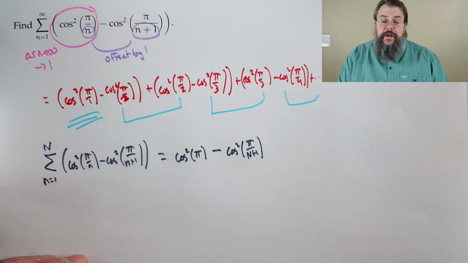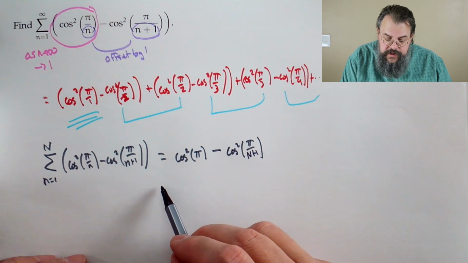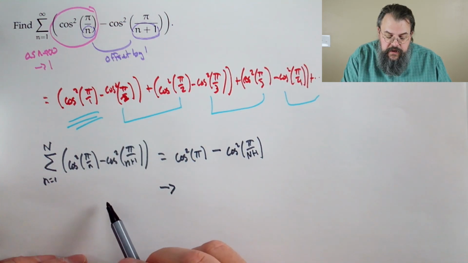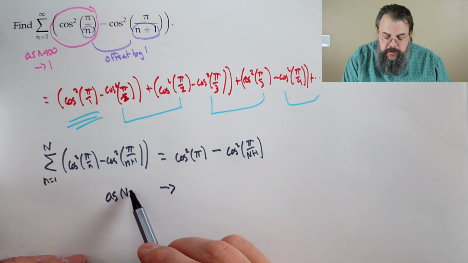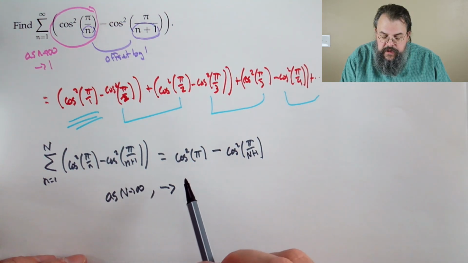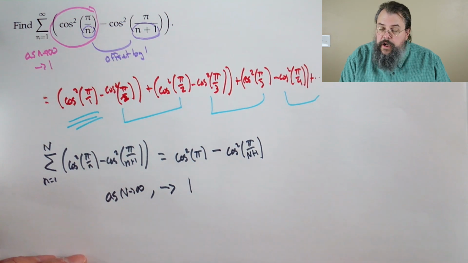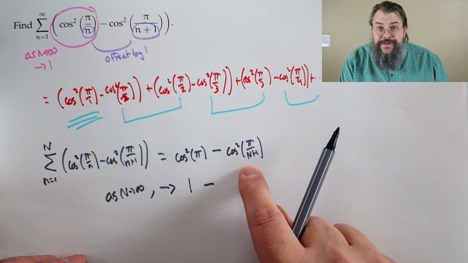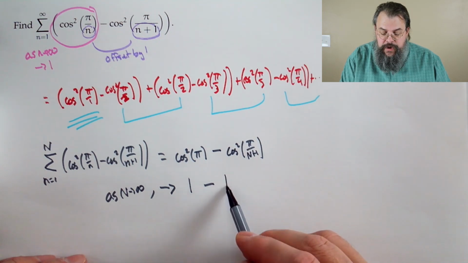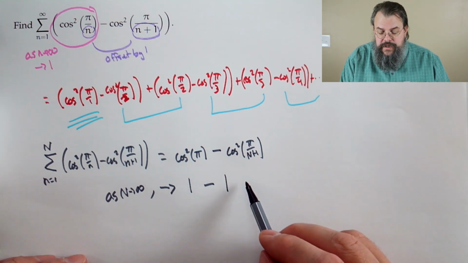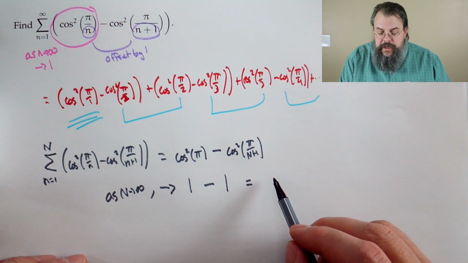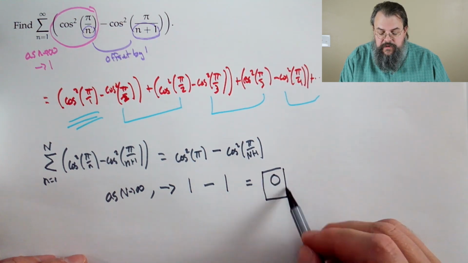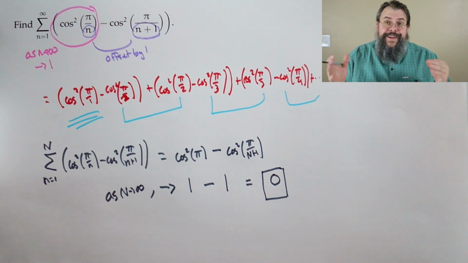And now we say, okay, what's this doing as we let capital N go to infinity? Well, the first term is still 1, but the second term is also 1. So it goes to 1 minus 1, and therefore our answer is 0. The limit is 0. It all cancels out.